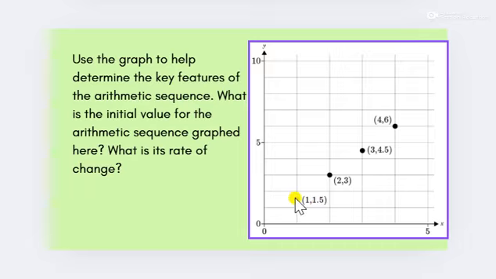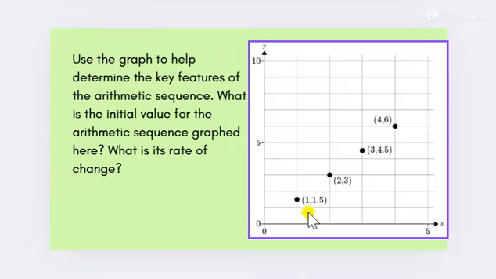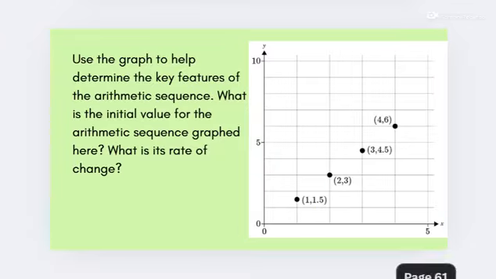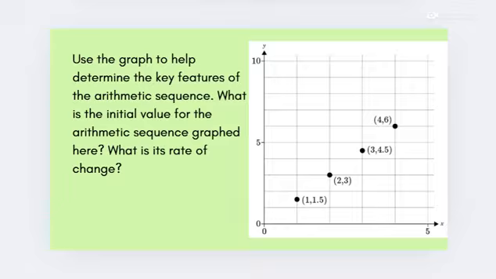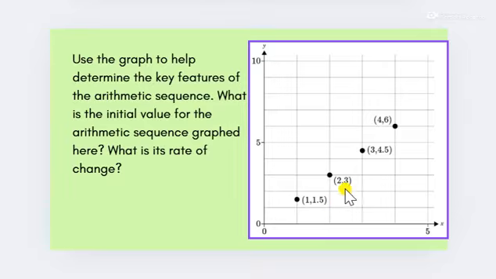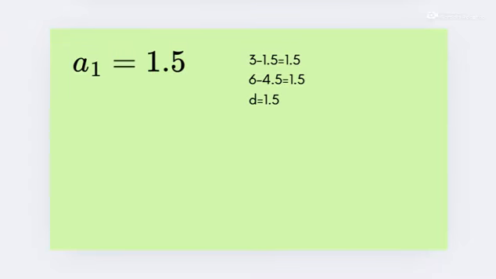And the rate of change is how much it goes up and over each time. So to figure that, we use the slope formula, which means 2 over 1. 2 minus 1 is just 1, so we're only dealing with the y values. So we have 3 minus 1.5 is 1.5, 6 minus 4.5 is 1.5. So the rate of change is 1.5. You can see 3 minus 1.5, 4.5 minus 3, 6 minus 4.5. It's steady, it's always 1.5.